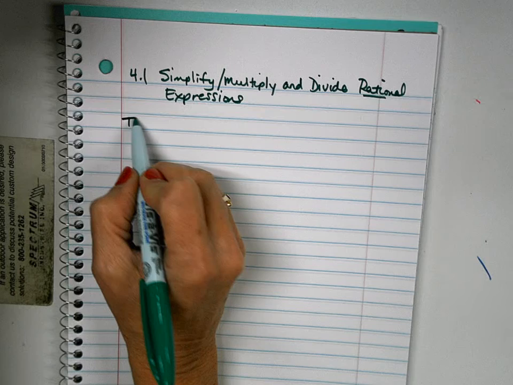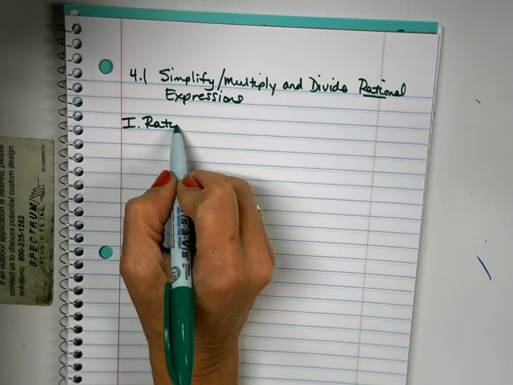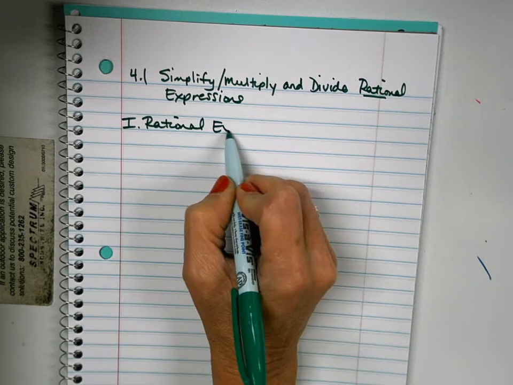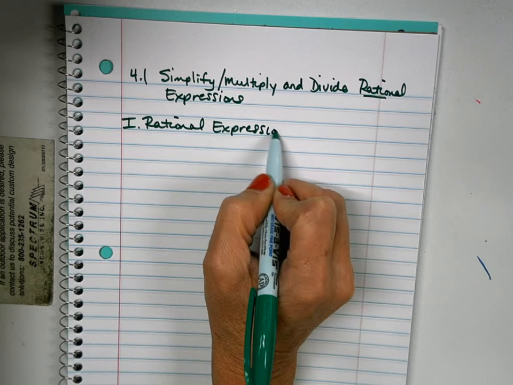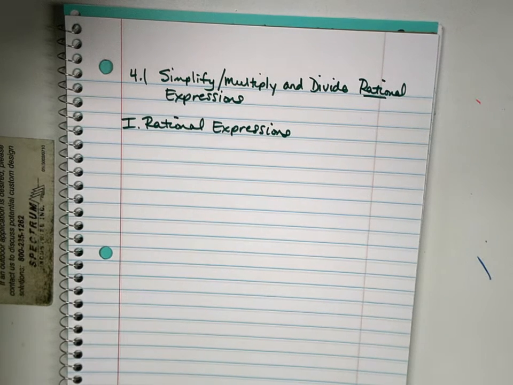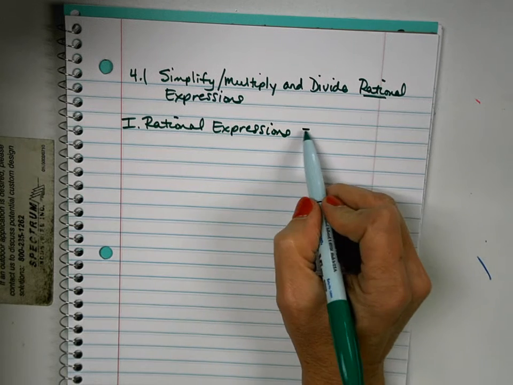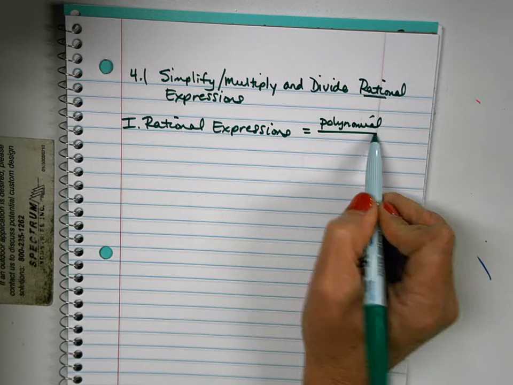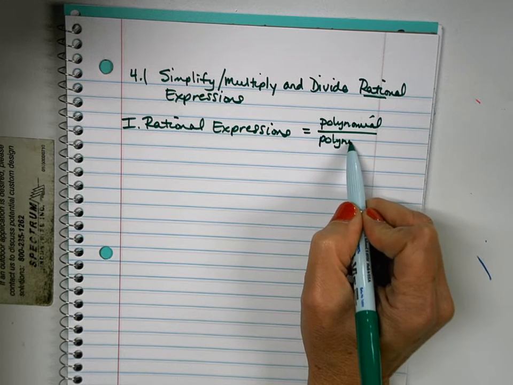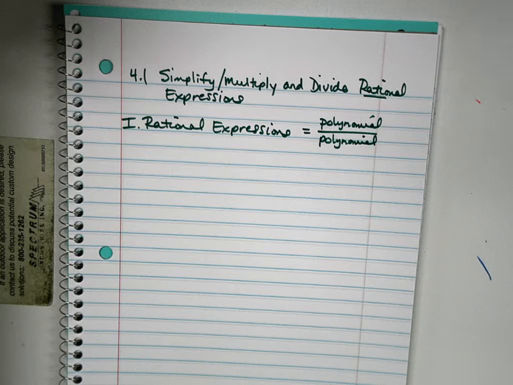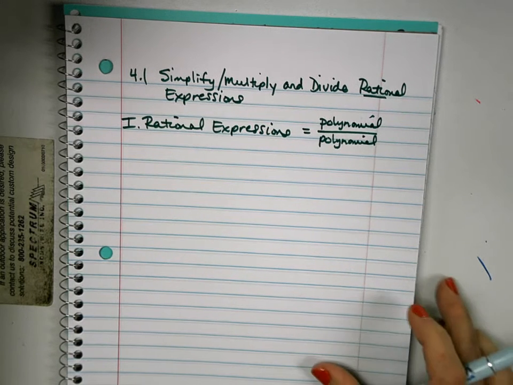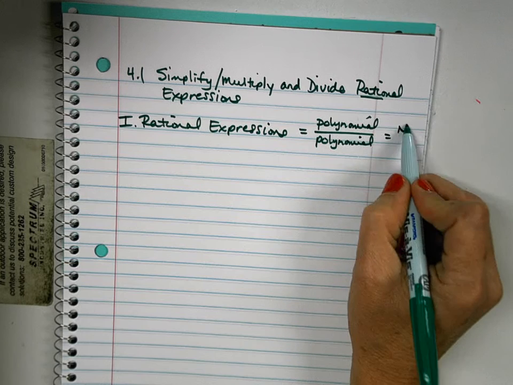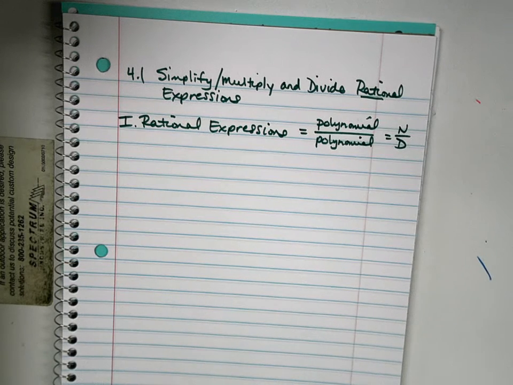To begin with, every now and then we'll mix this up just a little bit, but predominantly our rational expressions are going to be a polynomial divided by a polynomial. So what we were dealing with in the last unit, over a polynomial, okay? Every now and then we'll throw in something different like an absolute value, but that's going to be the exception for this unit. Typically we have a numerator over a denominator, right? A ratio.